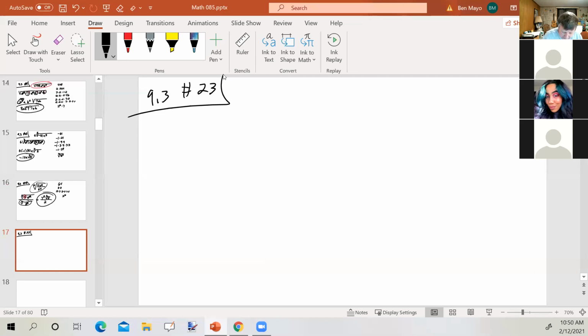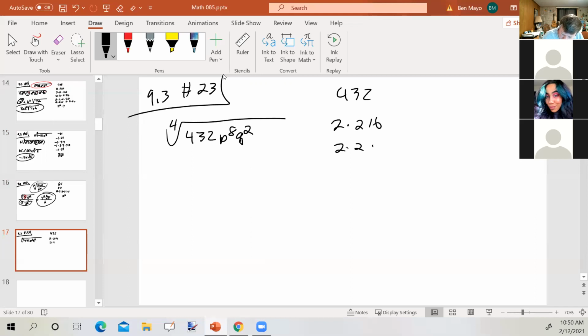All right, we have the 4th root of 432 p to the 8th q to the 2nd. 432 is 2 times 216, which is 2 times 2 times 108, which is 2 times 2 times 54, which is 2 times 2 times, what is it, 9 times 6? 9 times 6, 2 times 2 times 3 times 3 times 3 times 2, 2 cubed, 3 cubed.